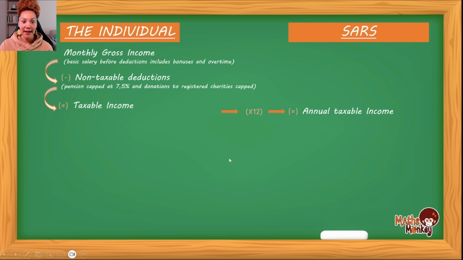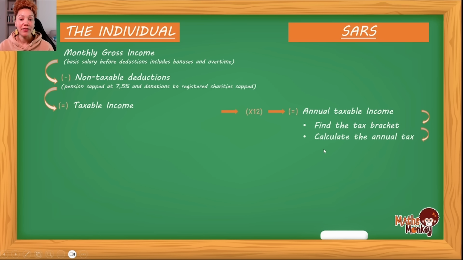So we then have our taxable income, we multiply by 12, gives us our annual taxable income, which moves us over to the SARS section, where we will actually calculate our tax. So this is where we look at the tax bracket, we look at the tax table, what is the tax bracket that our total income falls under, then we calculate the annual tax.